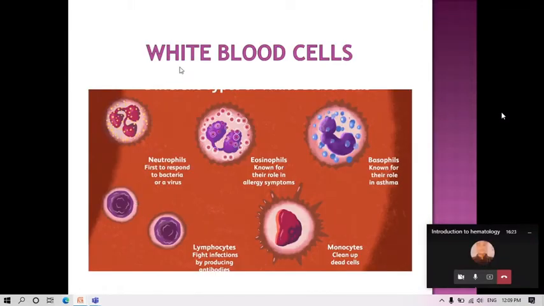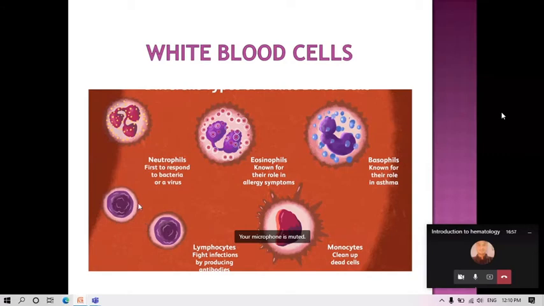So what are those white blood cells? We have neutrophils. We all know that neutrophils have the function of phagocytosis, and they are the first ones to respond to bacteria or a virus. Eosinophils are known for their role in allergic symptoms. Basophils have coarse granules. When we look at basophils in the peripheral smear, the granules are very large and obscure the nucleus. And we have lymphocytes.